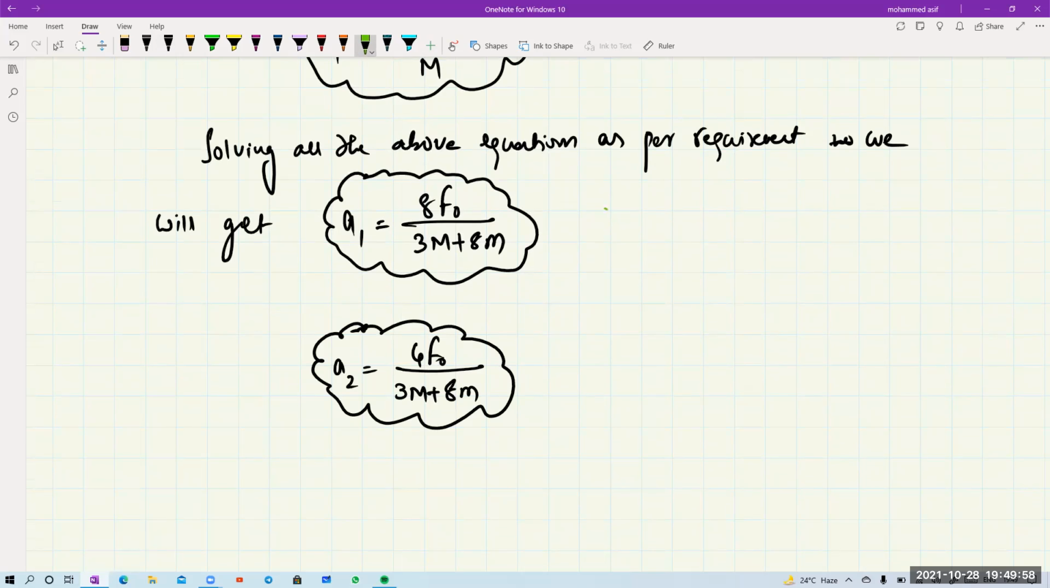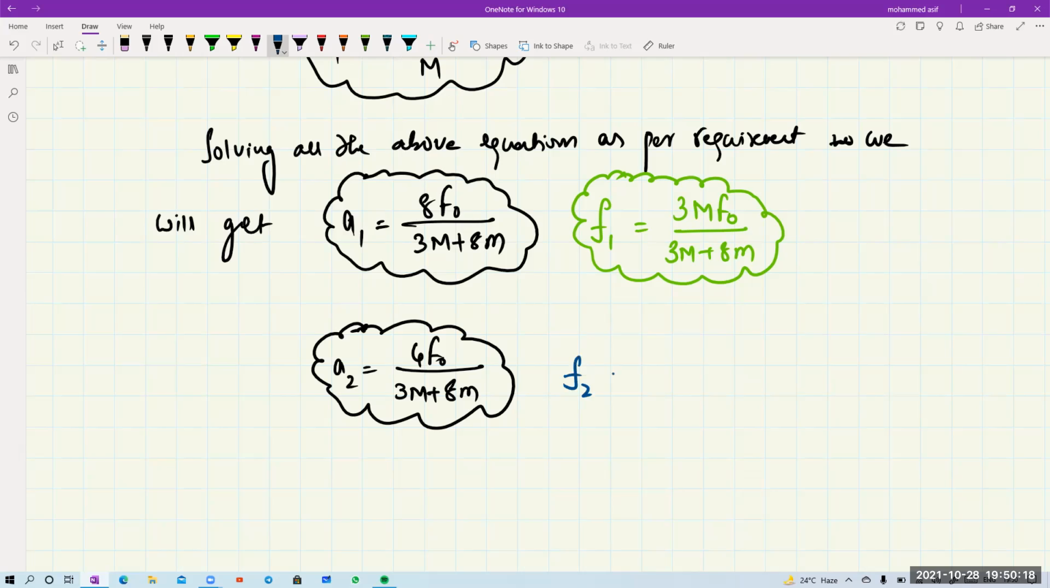Similarly, I can even get the value of F1. F1 will be equal to 3 into capital M into F naught divided by (3 into capital M plus 8 into small m). So I'm leaving this solving of equations for you. We can just try to do it out, and if you can do it in detail, you can give the answer in the comment box. The same way, F2 will be equal to M into F naught divided by (3 into capital M plus 8 into small m).